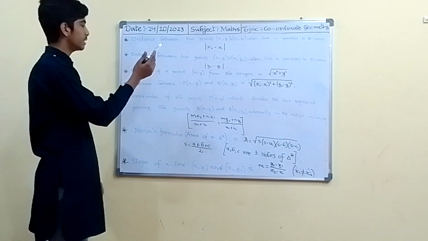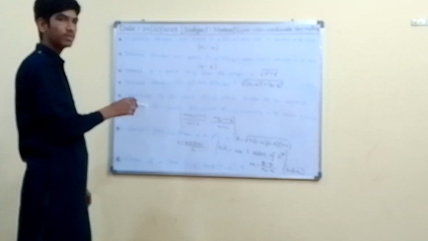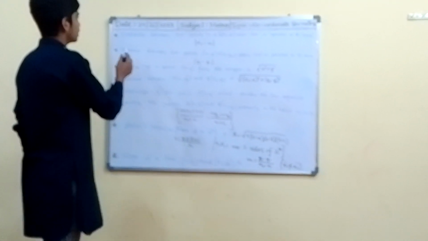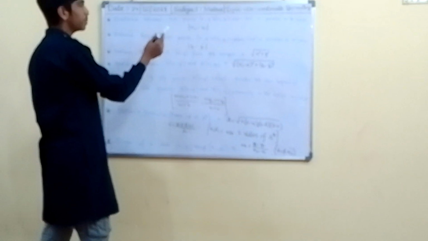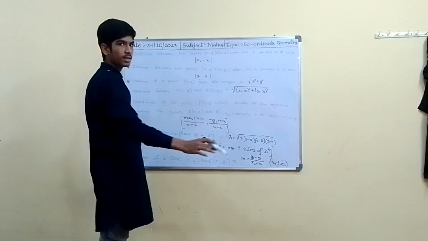So in coordinate geometry, there are 7 formulas. You have to learn all these formulas, then you can do any problem. First formula is distance between two points x1, y1 and x2, y2 when line is parallel to x-axis.